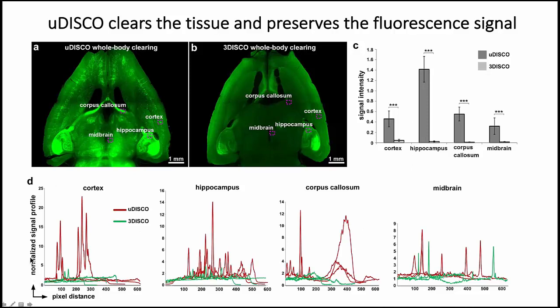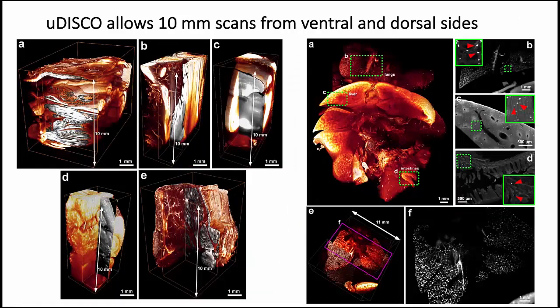You can see the normalized signal to background ratio. You can really clearly see the signal in different parts of the brain, and you can separate axons and dendrites from the background really easily. So we perform uDISCO whole body clearing, and this also allows us to do these 10 millimeter scans from the ventral part of the animal and the dorsal part of the animal with the light sheet microscope. Then we combine them and get a whole body scanned mouse.